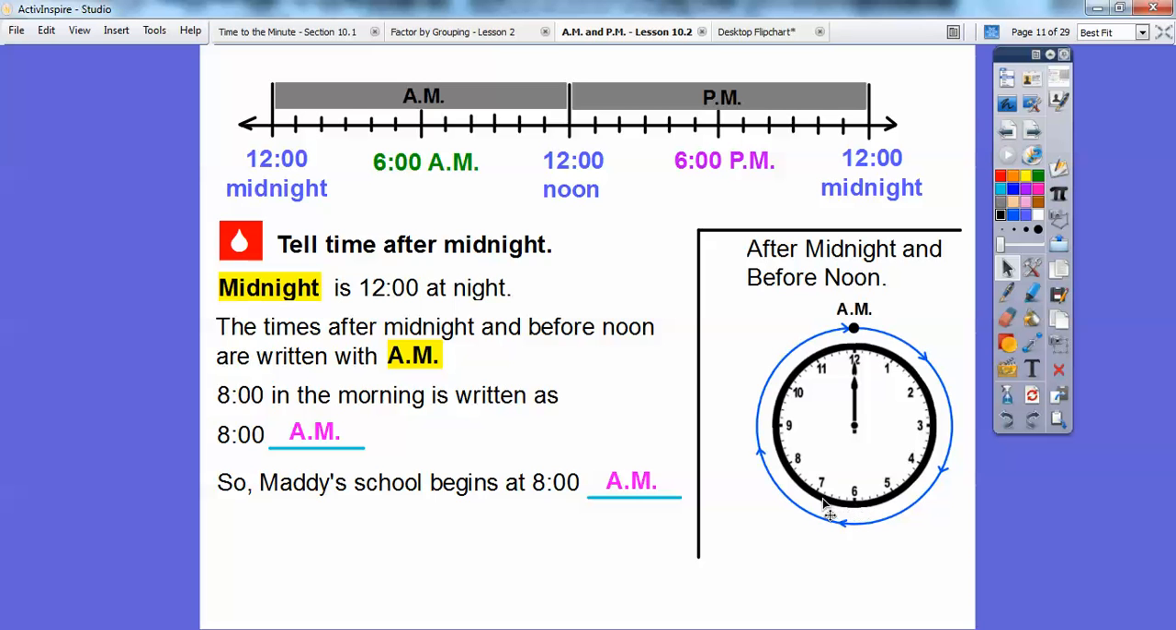This would be 7 in the morning, typically when you start getting ready, waking up for school. 8 o'clock in the morning, you'd probably be eating breakfast right around there. 9 o'clock in the morning, from 8 to 9, you're probably going to school. 10 o'clock, 11 o'clock, and then here's 12 o'clock. And then from midnight all the way around to 12 o'clock again, which is called noon, that is called the AM time, okay?